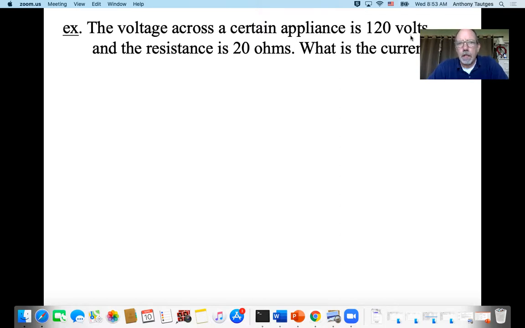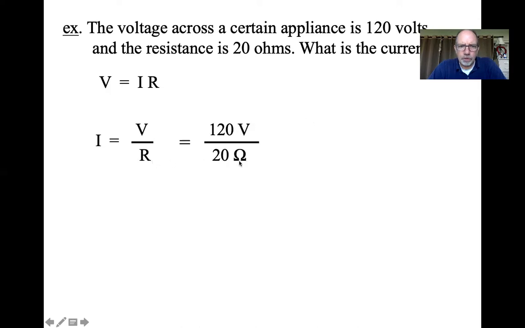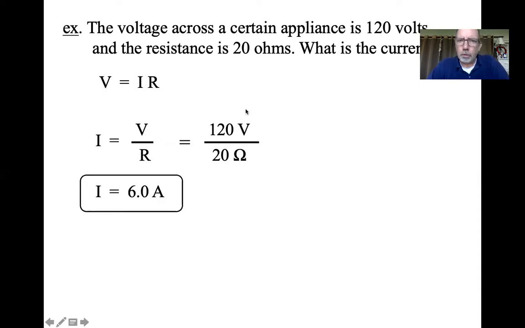Anyway, what's the current? We're going to use Ohm's law, which in a simplified version looks like this: V is equal to I times R. When we solve for the current, we get V over R. Inserting the values, 120 volts over 20 ohms. That's the Greek letter omega, which is used to symbolize ohms. 120 over 20 is 6, and the unit of current is amperes, as you know from electricity worksheet 1. So the current is 6 amperes.